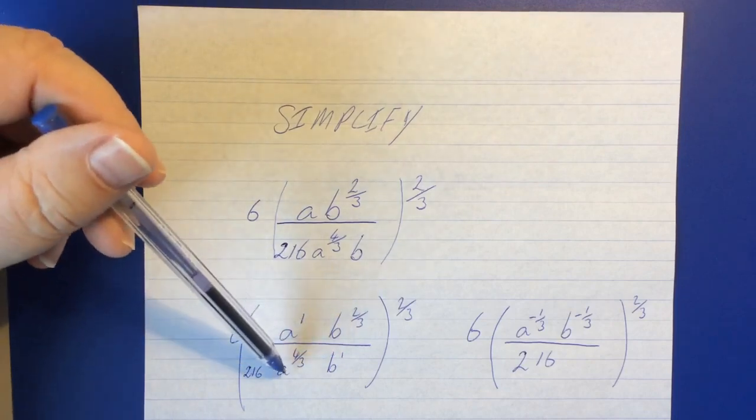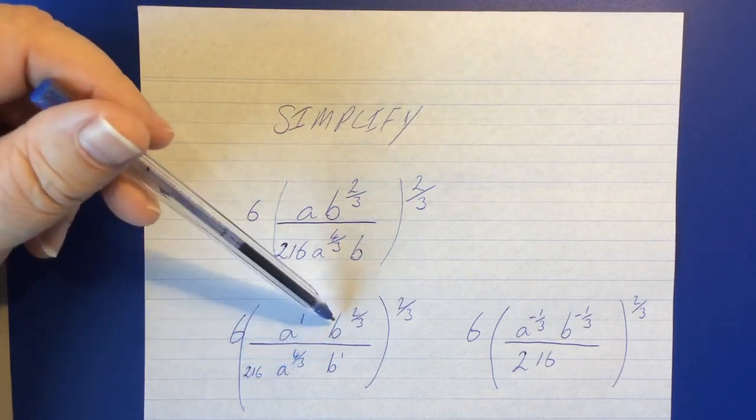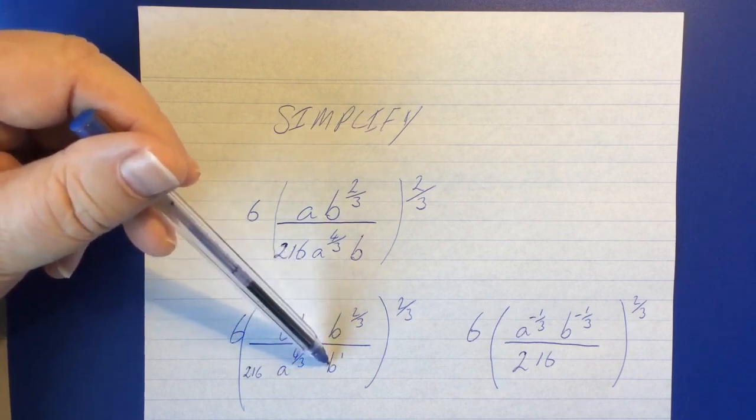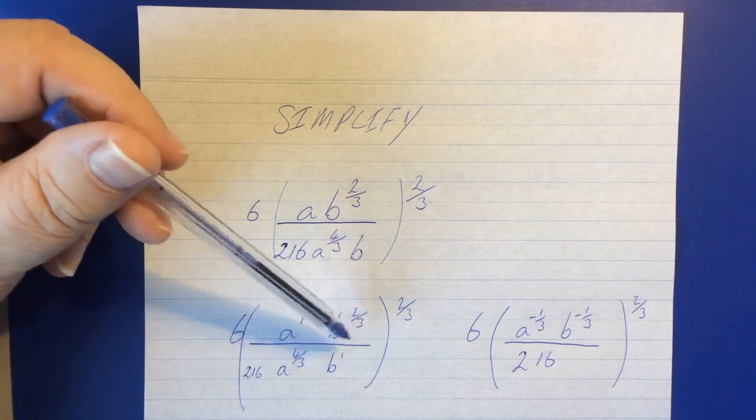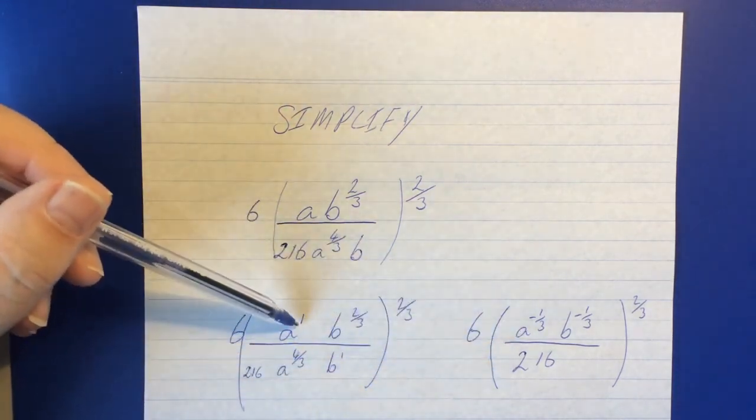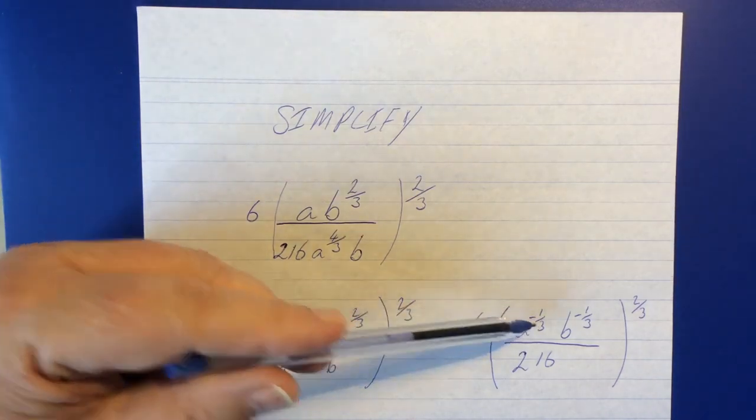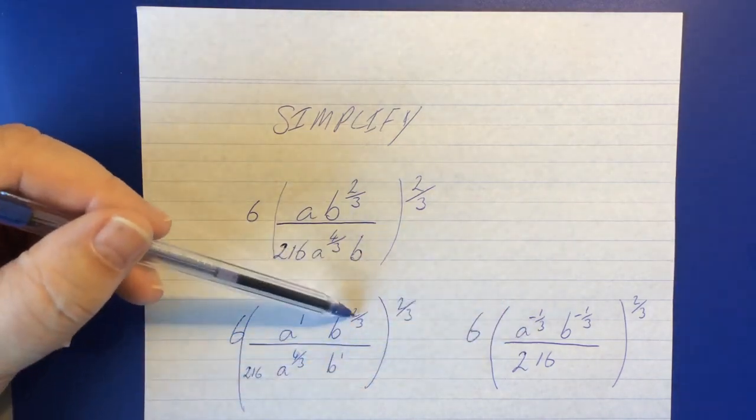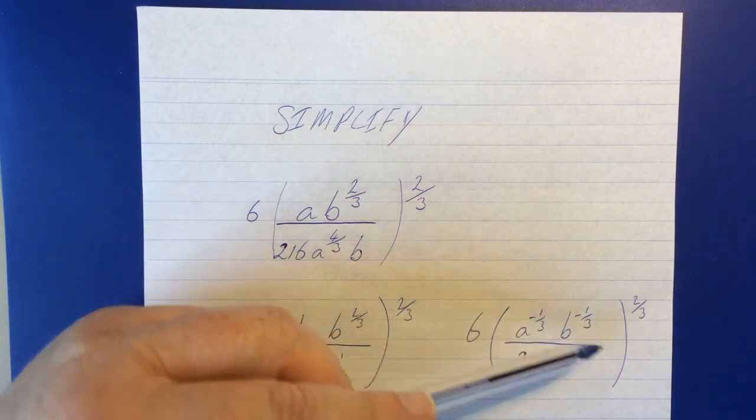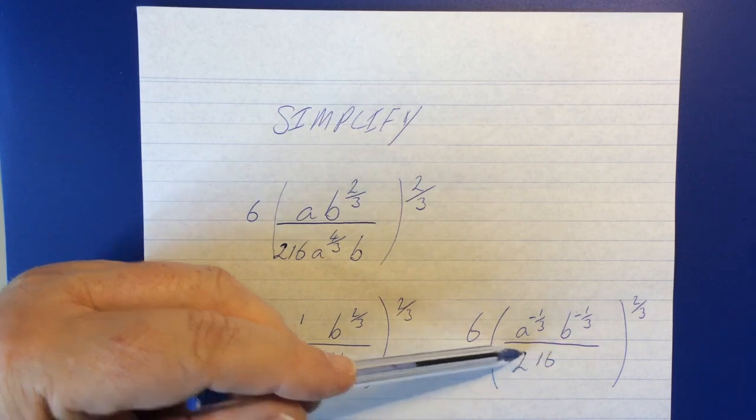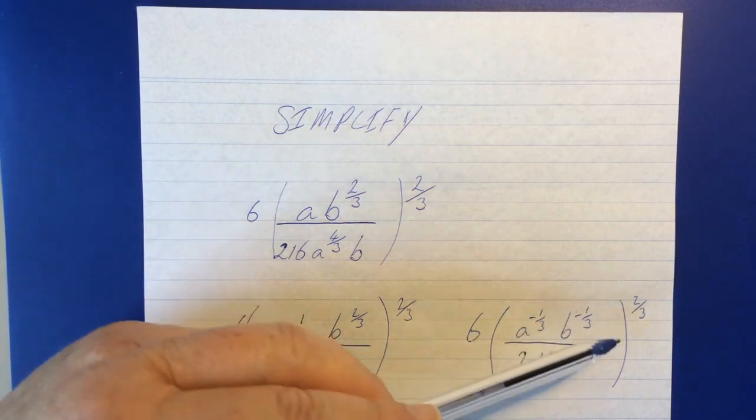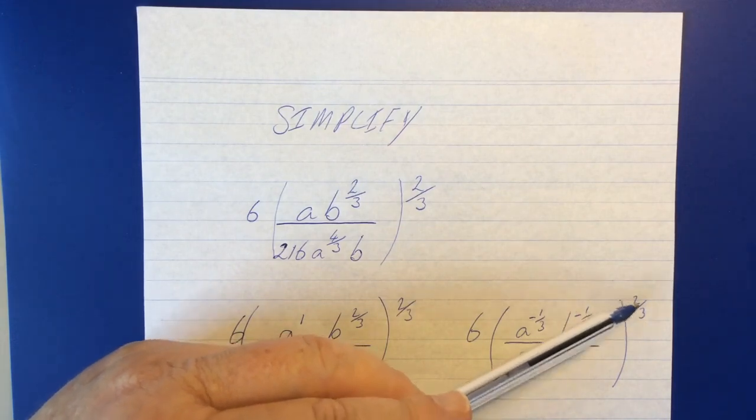And then we can apply the rules about subtraction of indices when we're dividing bases that are the same. So if we come over here, the result of subtracting 4 over 3 from 1 is negative 1 over 3, and 1 from 2 over 3 is negative 1 over 3. And that just leaves us with 216 on the bottom of this expression. And this is all to the power of 2 over 3.